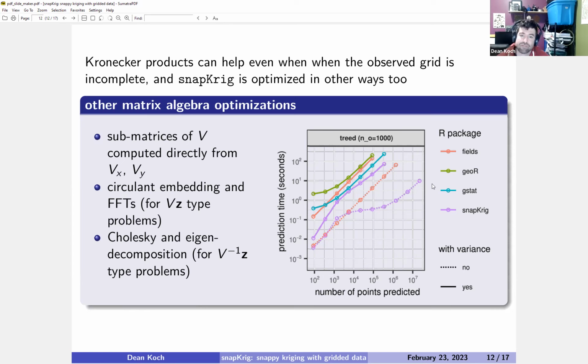Now, to illustrate what kind of performance advantage you can get in the incomplete grid case, I have an example here. This is point interpolation for a range of prediction point numbers. And you can see that once again, snapKrig becomes relatively fast compared to existing alternatives as we get into the range of 10,000 points, 100,000, 1 million points.